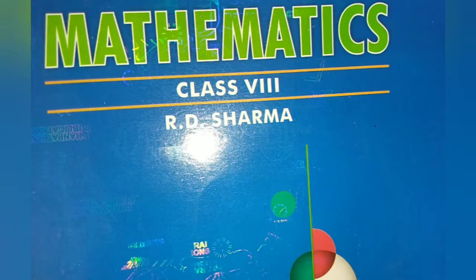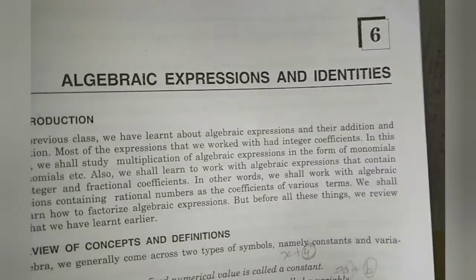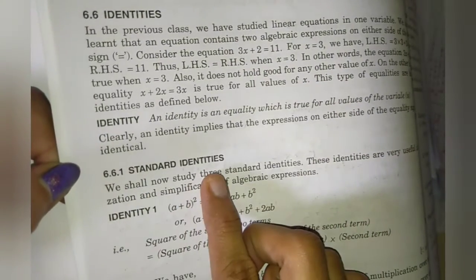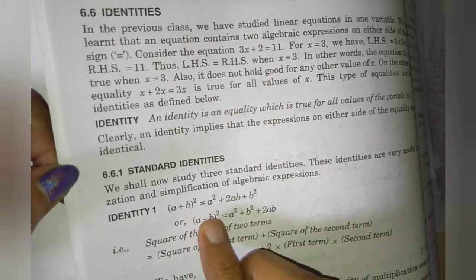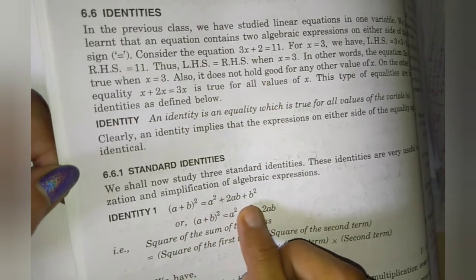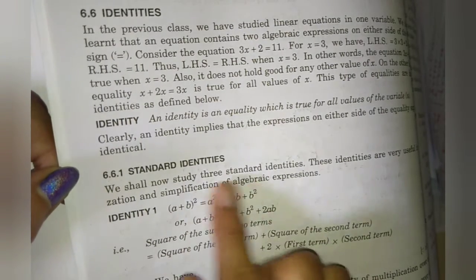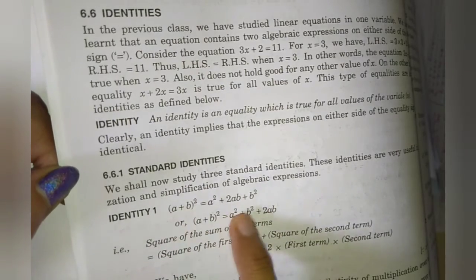From R.D. Sharma, Class 8, Chapter number 6, that is Algebraic Expressions and Identities. In that, our topic is identities. Here standard identities are there. First identity: (a + b) whole square equals a square plus 2ab plus b square. Now this identity you have to remember.